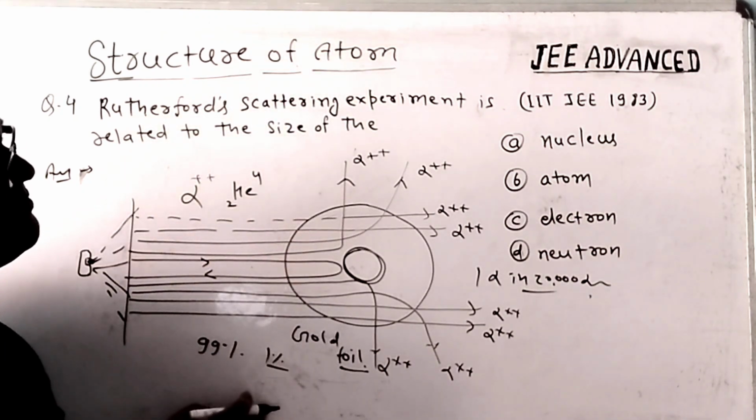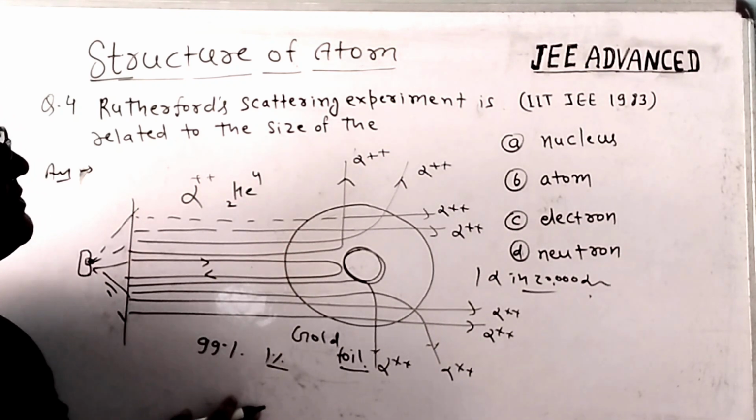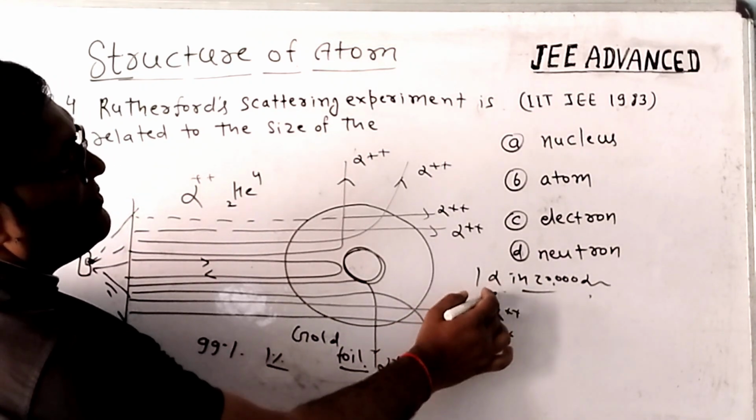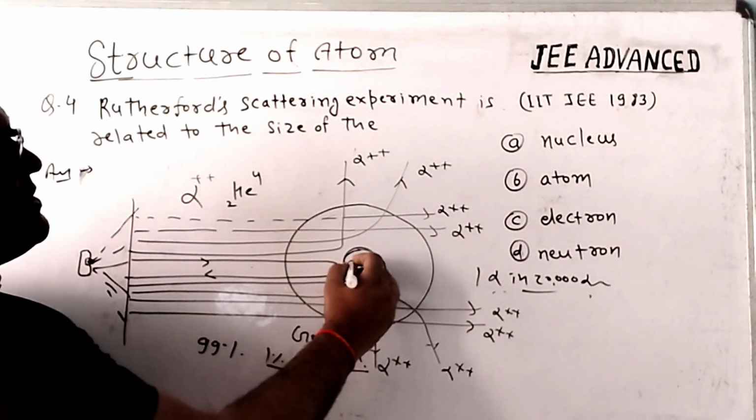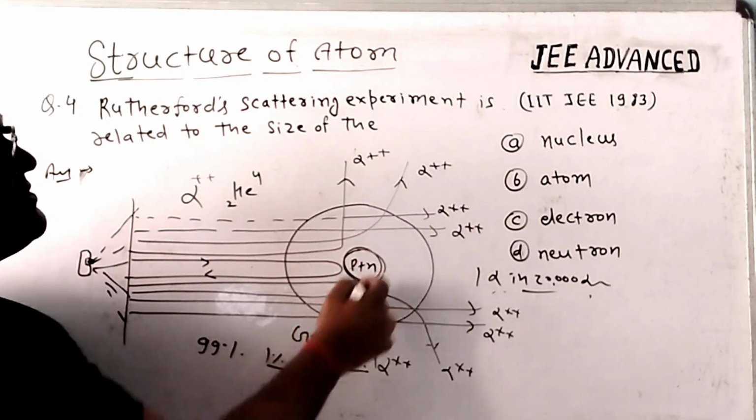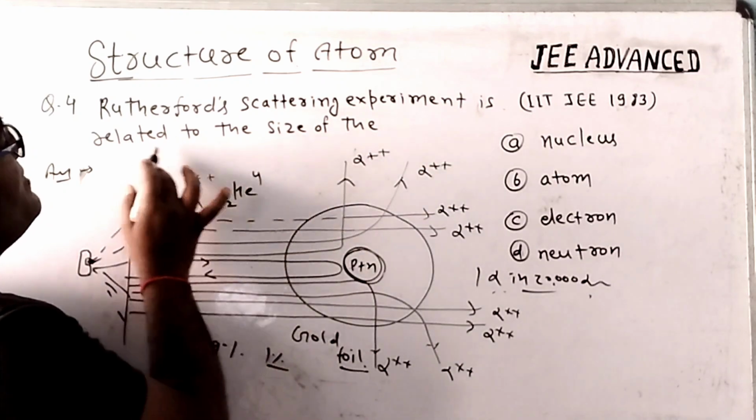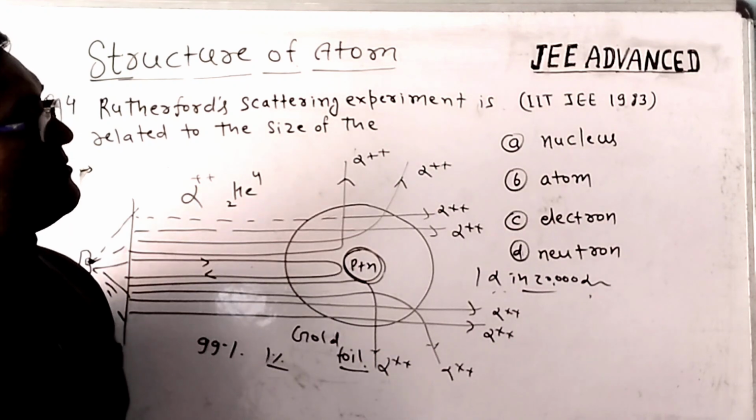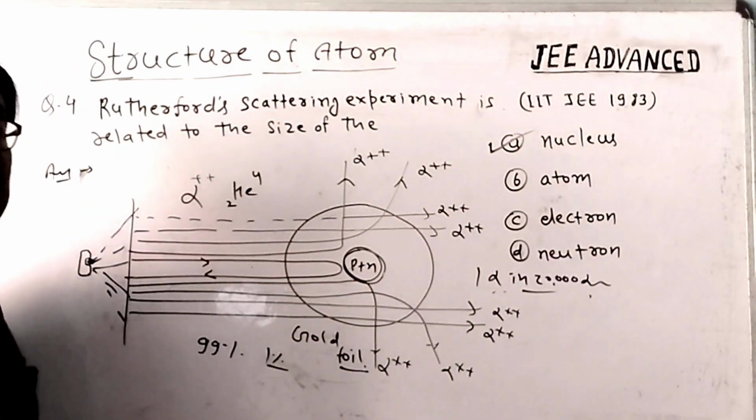After the experiment, the observation is that most of the part inside the atom is vacant, and due to this, 1 alpha particle in 20,000 alpha particles returns back from its path. The total mass means the total number of protons and neutrons present at the central part of the atom, which is called the nucleus. According to the question, Rutherford's alpha scattering experiment is related to the size of the nucleus, atom, electron and neutron. So after Rutherford's alpha scattering experiment, the nucleus was discovered.